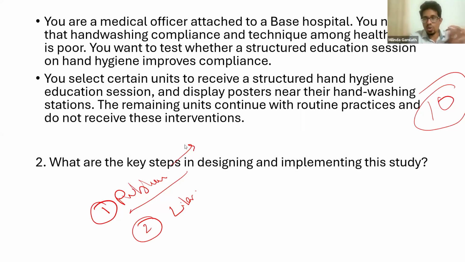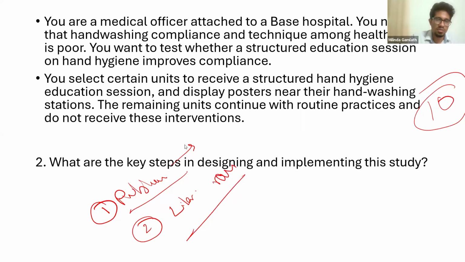So what if this study was already done? So somebody in your hospital has already done and published a study. They have already done the intervention and published. So then is there any use of you doing the study again? No. So then how can you find it out? By doing something called a literature review. So that's the second step, a literature review, right?